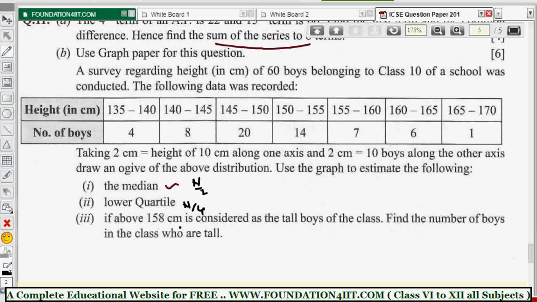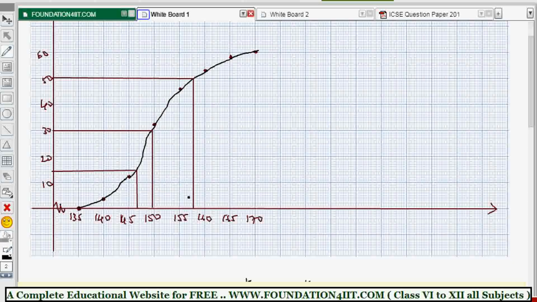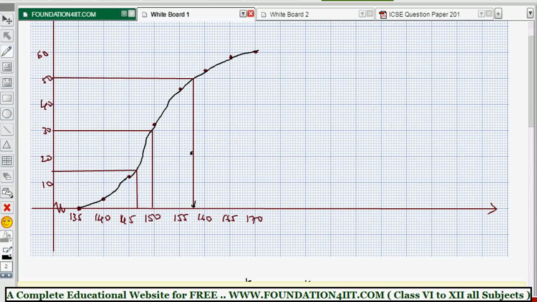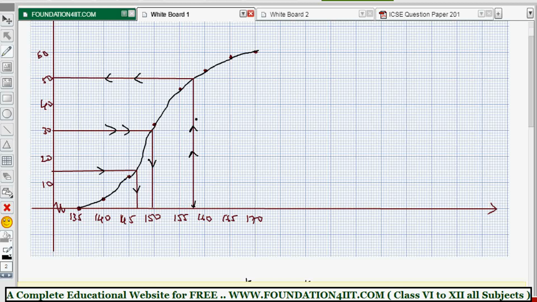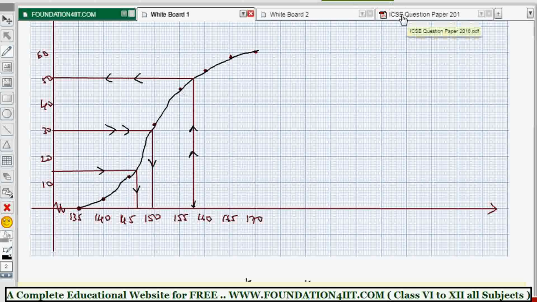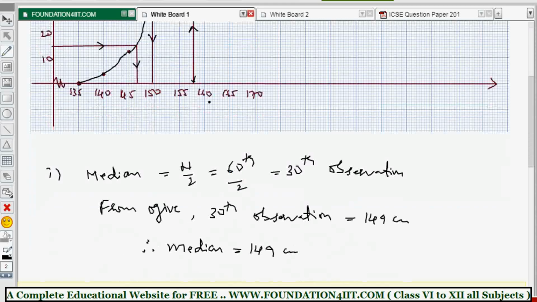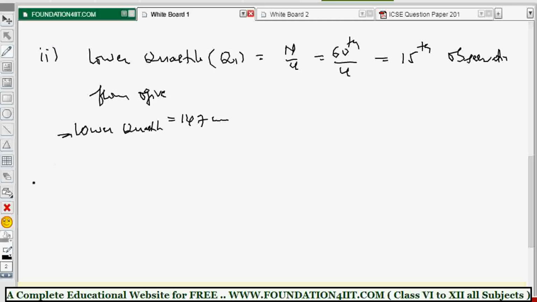So if above 158 centimeters is considered, from 158 you should take a line up. From 158, if you take it up to this level, now where it touches is this side. So you start taking the other side, towards downwards, and it's only from above. So it touches at 50. So total students is 60. So 60 minus 50, so 10 members are tall. So touching at 50 here when you take 158. So we can confirm like this.